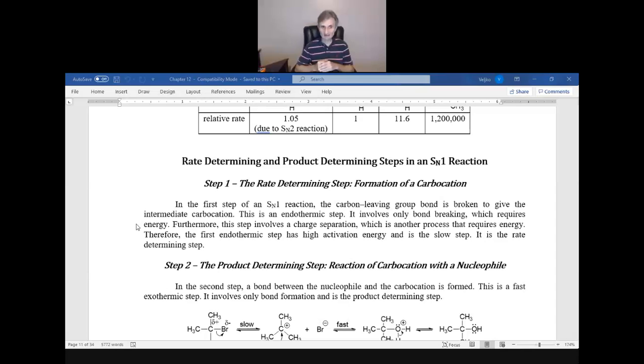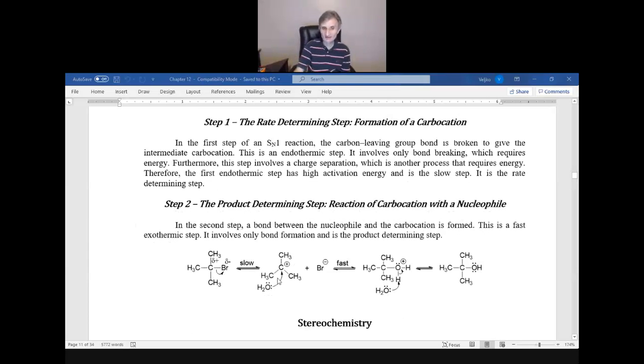When we consider the reaction mechanism, it consists of two steps. The first step is the rate determining step, and it's the formation of a carbocation. Of course, the rate determining step is the slow step. It involves breaking of the carbon-leaving group bond, in this case the carbon-bromine bond, to give the intermediate carbocation. That's why it's slow. It involves only bond breaking. The second step is a fast step. It involves only bond formation, where the nucleophile donates a free electron pair to form a bond. That's the so-called product determining step.